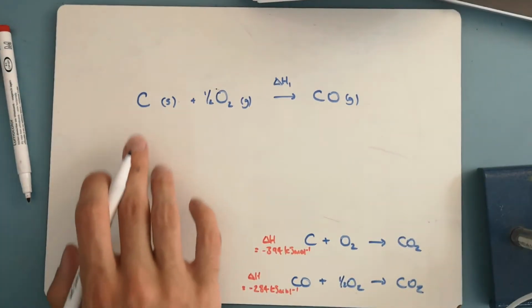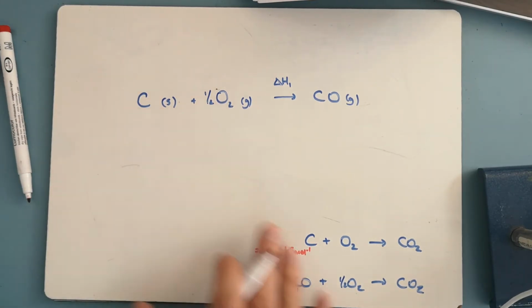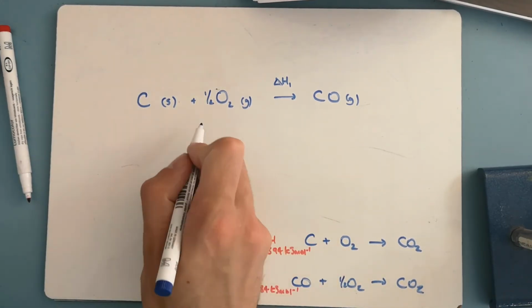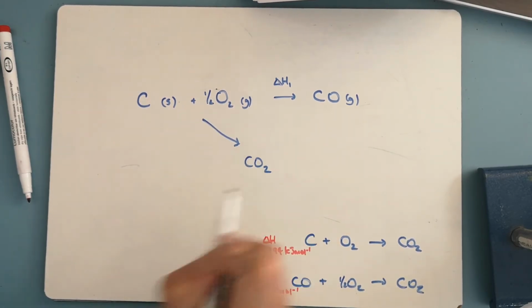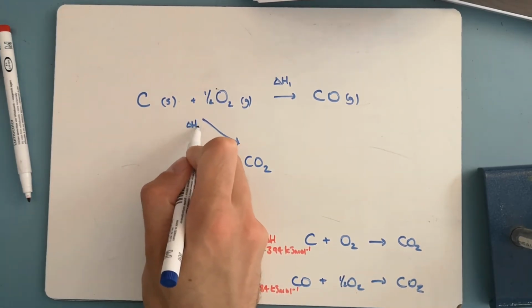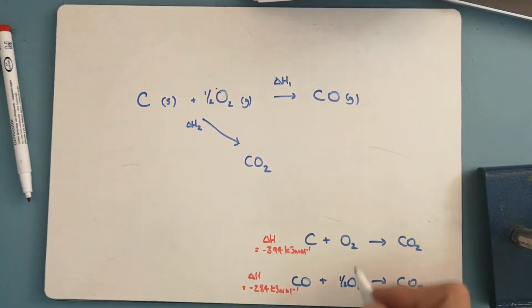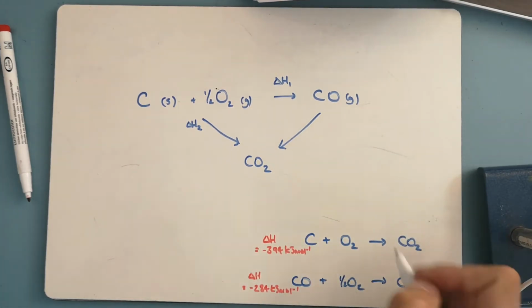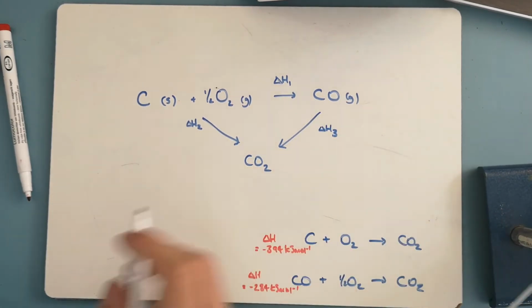So if we look here, if we take carbon plus, we've already got half an oxygen there, so we only need another half an oxygen molecule. So essentially we're adding half an oxygen molecule onto here, we get CO2. And this I'm going to call enthalpy change 2. And if we take carbon monoxide and add half O2, or combust it, we get CO2 as well. And that I'm going to call enthalpy 3.